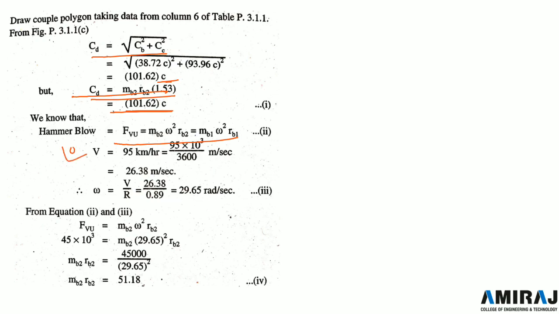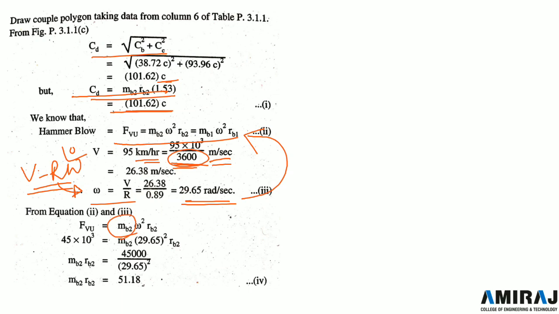Velocity is given in kilometer per hour, so we will multiply by 1000 divided by 3600, so it will be meter per second. Then we know that V is equal to R omega, so omega will be equal to V by R, we will get in radian per second. After that we will put the value in this equation.